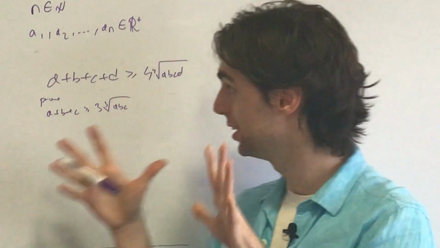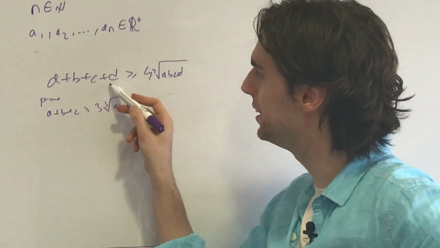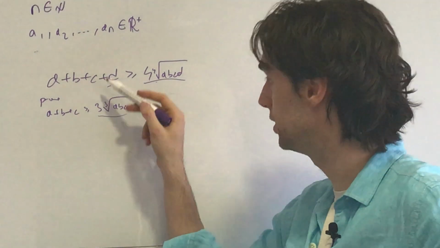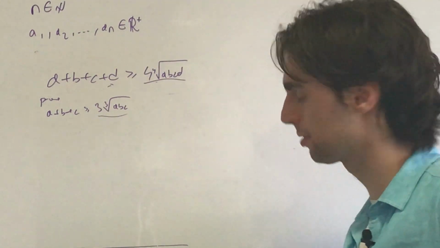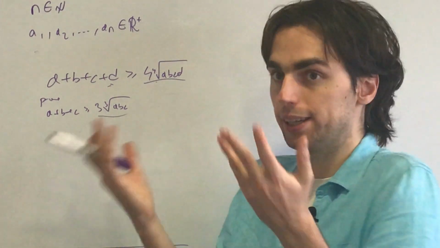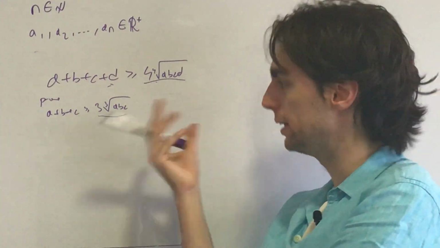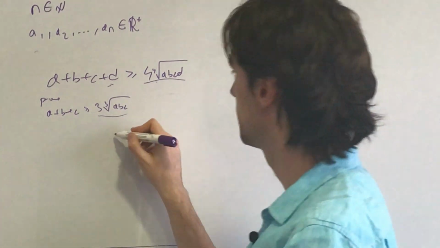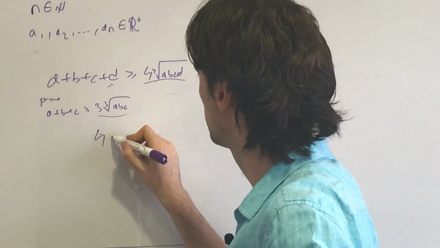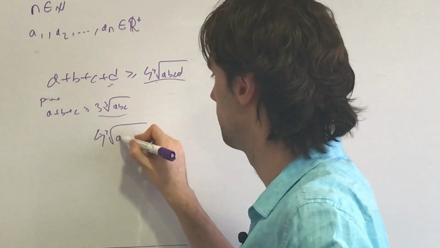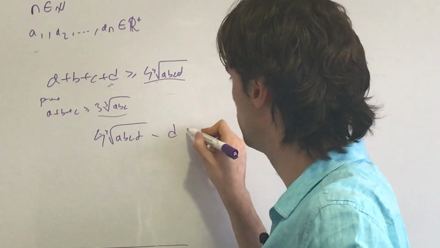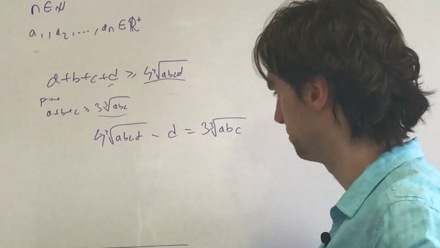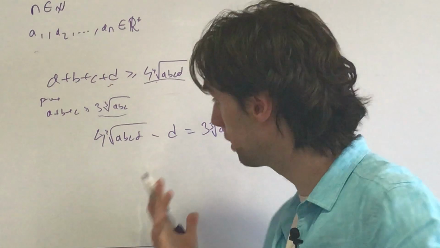Okay, so now what we need is to set d somehow such that this thing becomes this thing, right? When we move d to the other side, then it becomes this. So let's actually set that up as some sort of equation. I mean, that's one thing we could do. We need to have, what do we need? We need 4 times the 4th root of abcd minus d to be equal to 3 times the cube root of abc, right? That's one way of thinking about this.